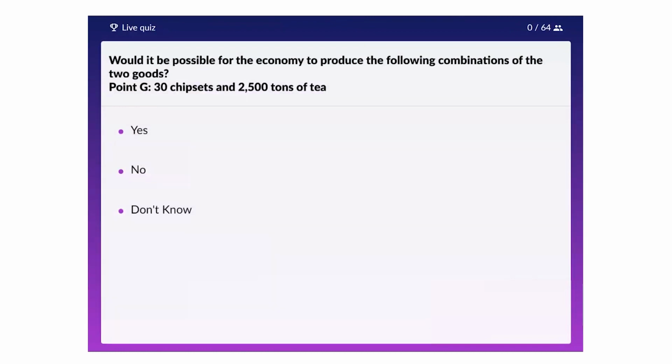What about point G? 30 chipsets, 2,500 tons of T. Is it feasible? Is it possible to produce this combination? Yes, no, or don't know. Okay, I think we have like 5 seconds left, so please hurry up.